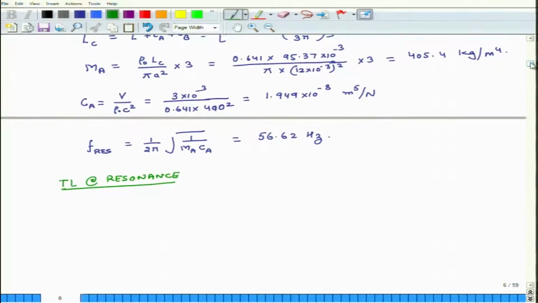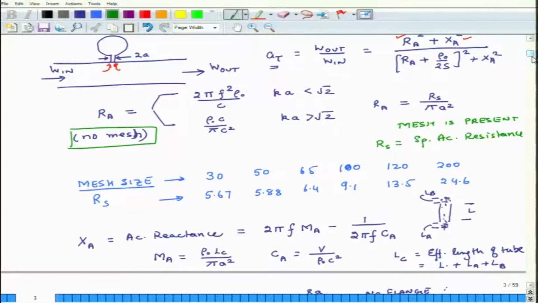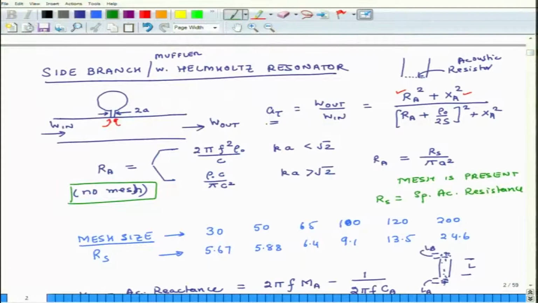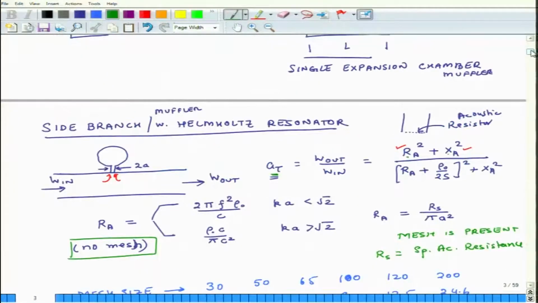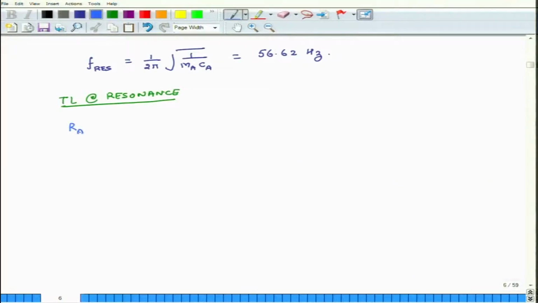Transmission loss at resonance. Now, let us see, in my relation I had said that to compute transmission loss I have to find AT, and to find AT I have to know what is RA and I have to know what is XA. And XA is 2 pi f times MA minus 1 by 2 pi f over CA. So, we have already calculated MA and CA, so we can calculate XA, but we still do not know RA. So, let us calculate RA.